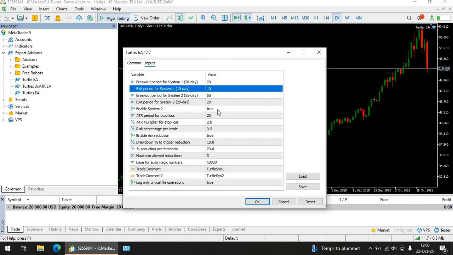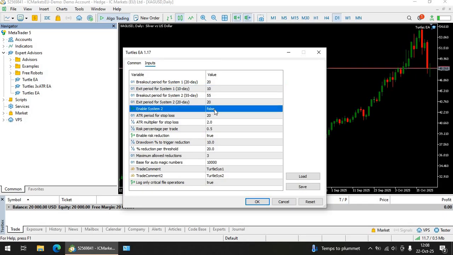Also, you can trade only one system, which I do. You can disable System 2, so you can trade only System 1. But I want to add here that some turtles traded System 1, some traded System 2, and some traded both systems. So it's not wrong whatever option you choose. You can trade one system or both systems. The important thing is to do backtests.